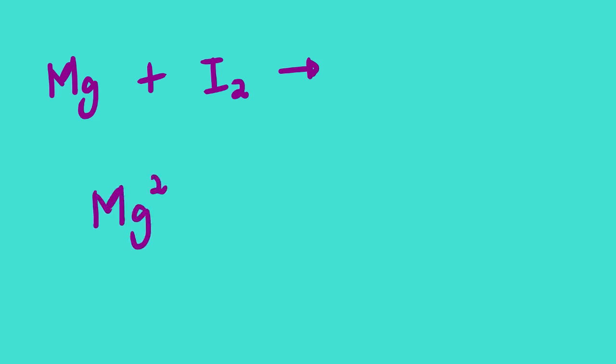Let us look at the reaction between magnesium and iodine. Remember, it's a diatomic. So in this case, magnesium is in group number 2, then reacting with iodine in group number 7. Then on cross multiply, we are going to have MgI2.